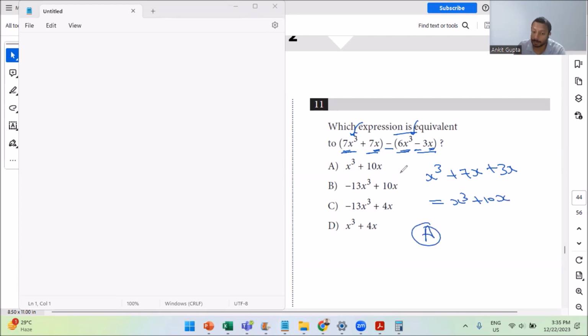Note that there was a trap answer given to you in this. Even if you would have found the first term as the right term, and if you would have ignored this sign, you would end up doing 7x minus 3x and would end up getting option number D, right? So make sure that you're always taking care of the signs while opening the brackets and to mark the right answer, which is option number A.